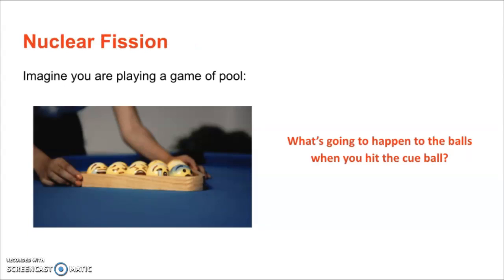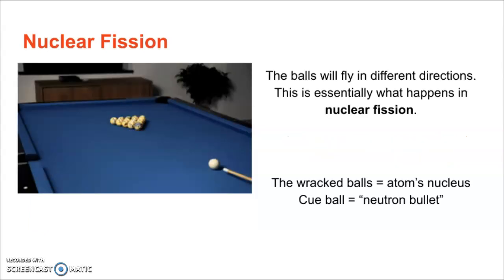The next type of nuclear reaction is nuclear fission. Nuclear fission is pretty much the opposite of nuclear fusion. I want you to imagine you are playing a game of pool. You see my lovely pool balls being racked here. Think about what's going to happen when the cue ball hits all of your other pool balls. They're going to fly in different directions.